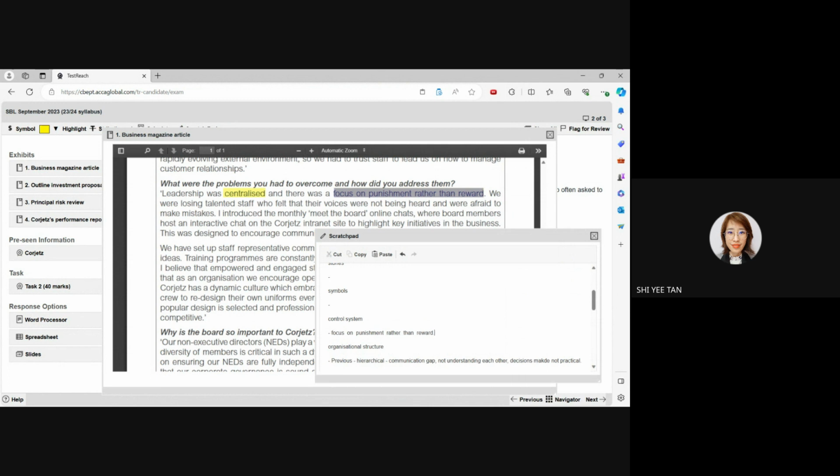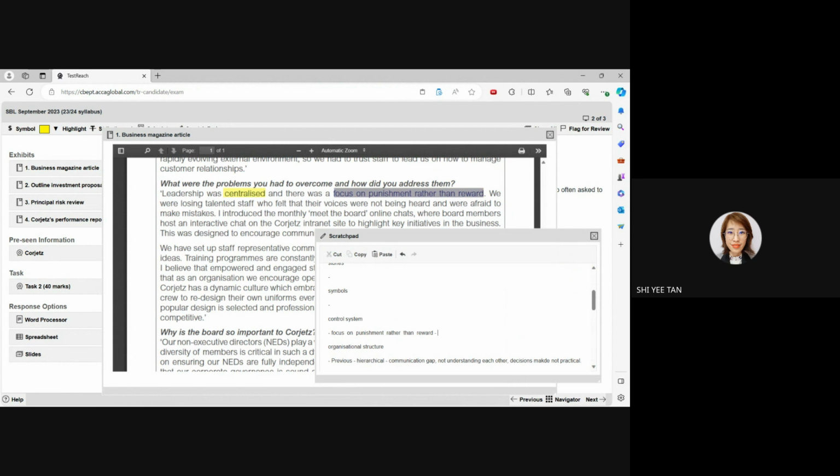Right? Focus on punishment rather than reward. I think they space two times. Yeah, correct. Space two times. But the spacing not important. ACCA will not penalize you for the spacing. Okay, so here, this is the control system. What's the problem for this?